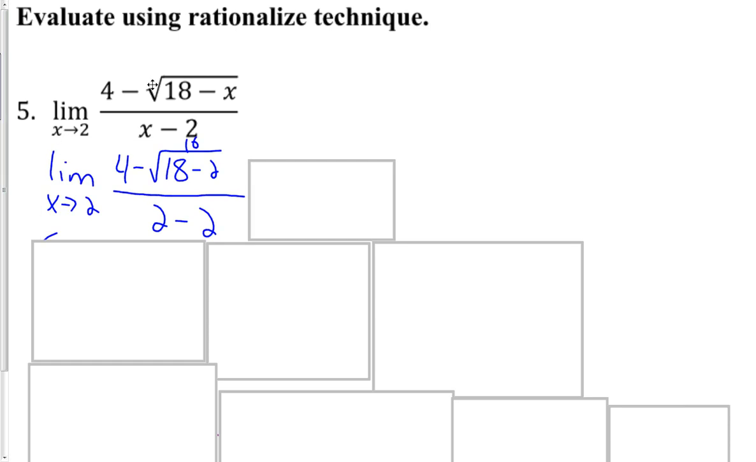So plugging in, x is 2. 4 minus the square root of 18 minus 2, the square root of 16, which is 4. Bottom, we put in 2 down here as well. So we get 4 minus 4 in the numerator, and 2 minus 2 is 0. 0 over 0 tells you more work.